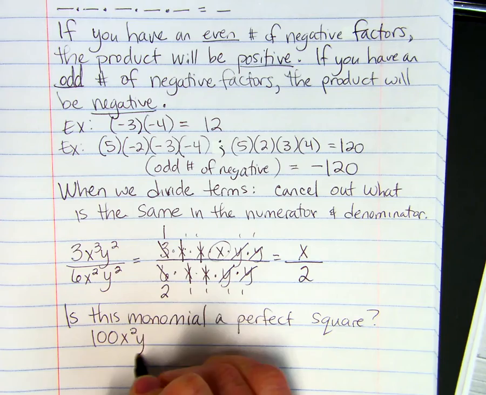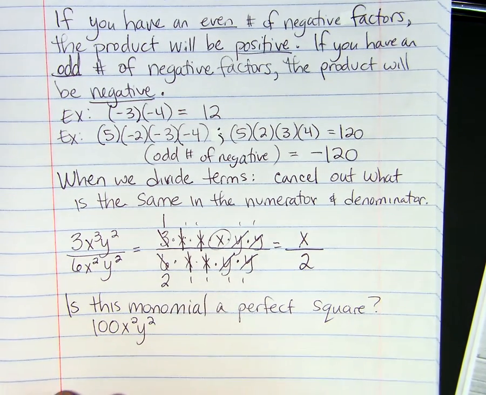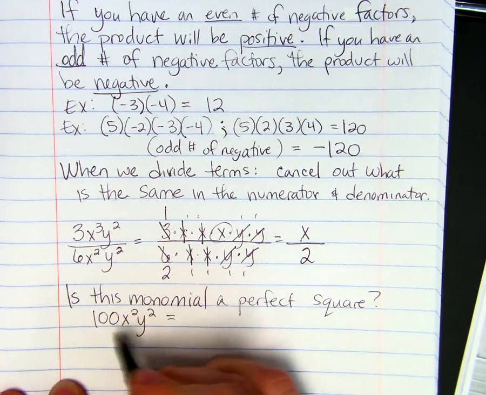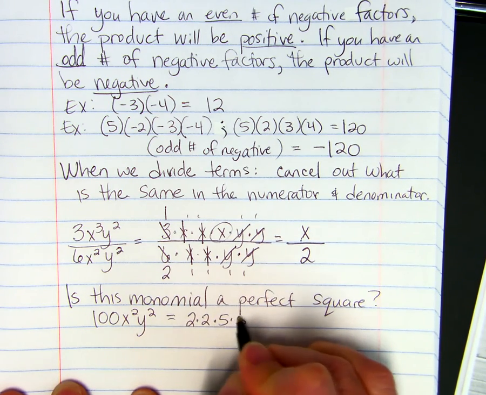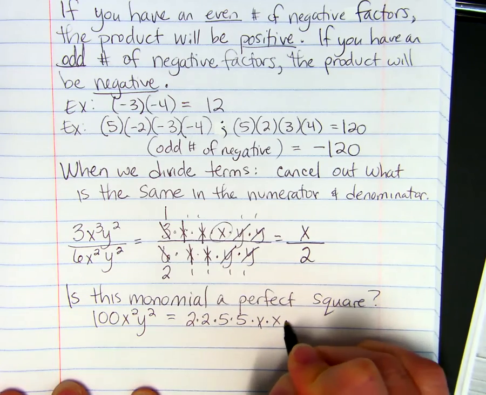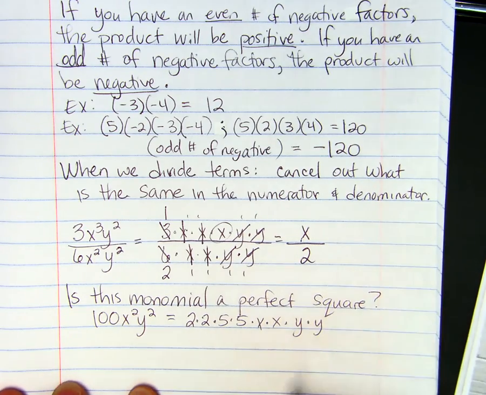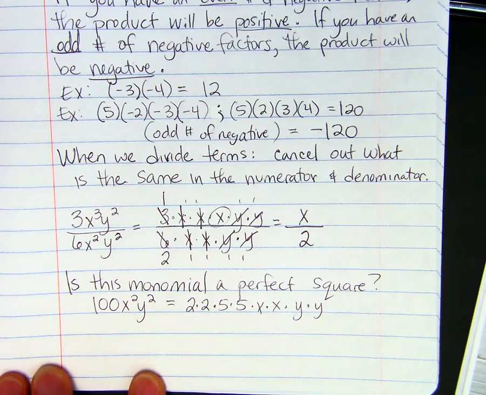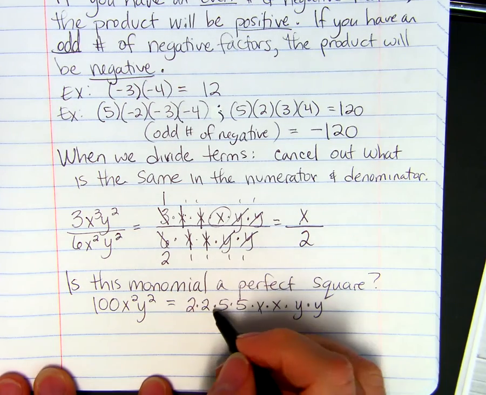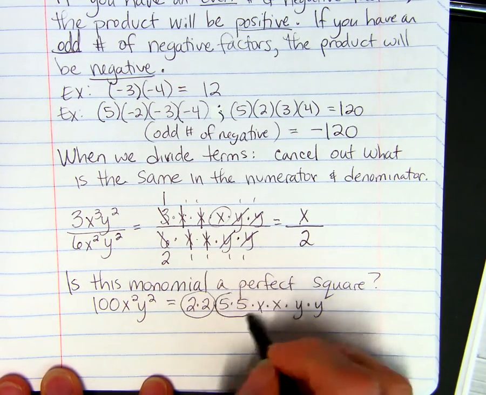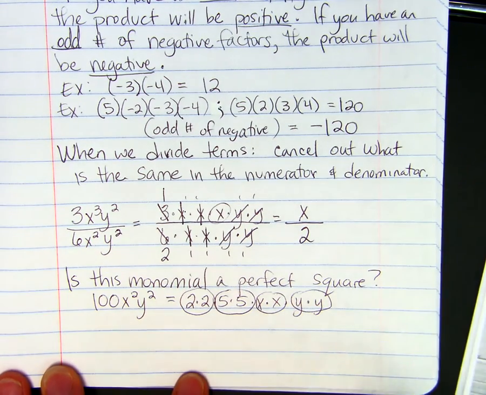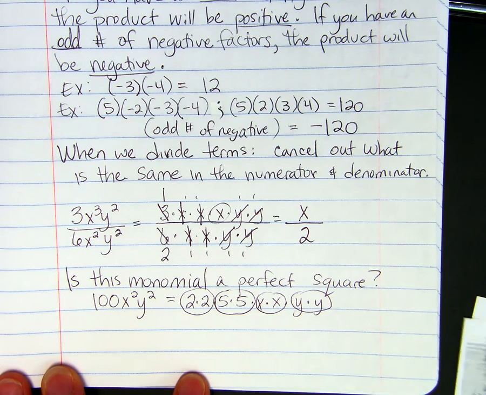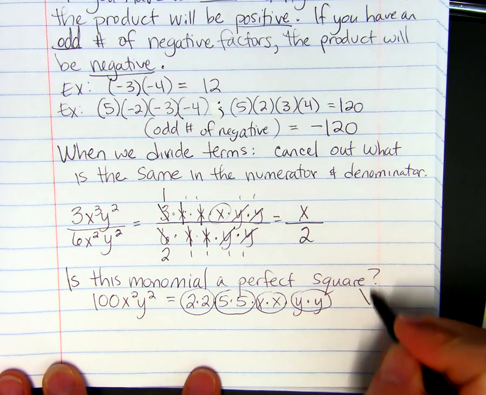100x squared y squared. So if we were to write out the factors, 100 is 2 times 2 times 5 times 5. X squared is x times x. Y squared is y times y. If we have groups of 2 of every factor, then it is a perfect square. 2 2s, 2 5s, 2 x's, 2 y's. Since we have groups of 2, then yes, this is a perfect square.